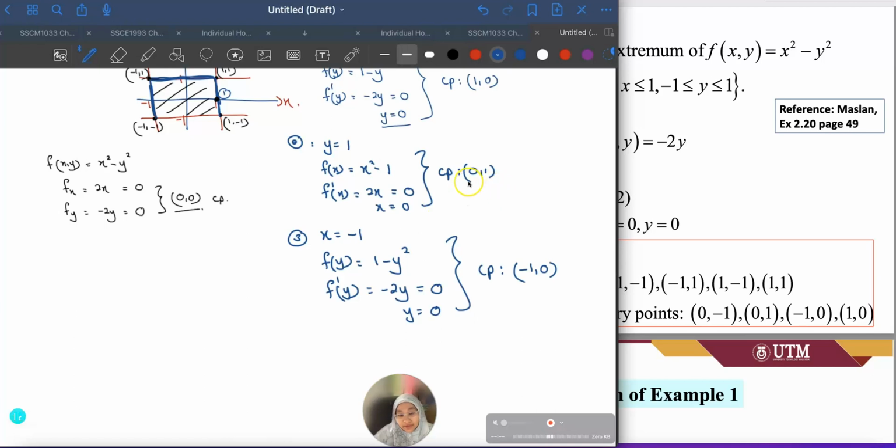Maybe you might wonder if it is only one point that happens along the line. It depends, because this one is a straight line, so it's not necessarily one. It depends on the critical points that you obtain.